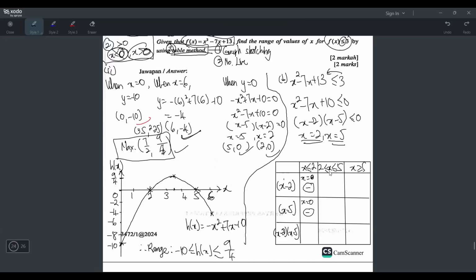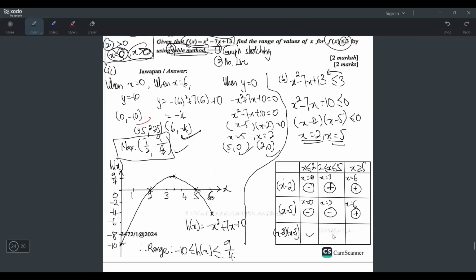Okay, now let's do for this side. This one I have to choose a value between 2 and 5. Let's choose 3. You want to use 4 also can, up to you. Let's sub 3. If you use 4, the result will be the same, so it doesn't matter. So 3 minus 2 is 1, but it's positive. We only care about the sign. Sub 3 here also, x equals 3, and 3 minus 5 is -2, negative, right? Okay, what number is bigger than 5? You can choose 6 or 7 or 8, 9, whatever. Let's do 6. If I sub 6 inside here, 6 minus 2 gives you 4. 4 is positive. Here also sub x equals 6. 6 minus 5 is 1, so positive also.